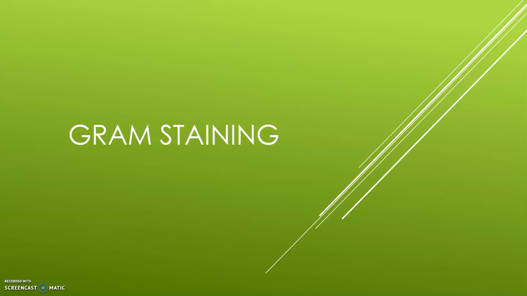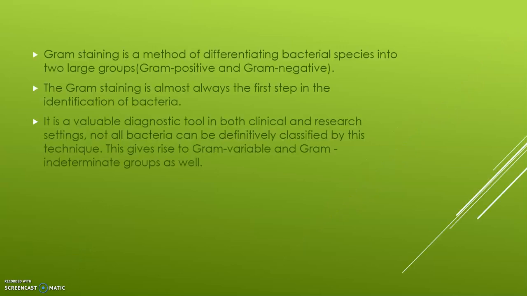Today let us study the procedure of gram staining. Gram staining is a method that is used to classify bacterial species into two large groups, that is gram positive bacteria and gram negative bacteria. It is the first step in the identification of bacteria, and is also a valuable diagnostic tool in both clinical and research fields.